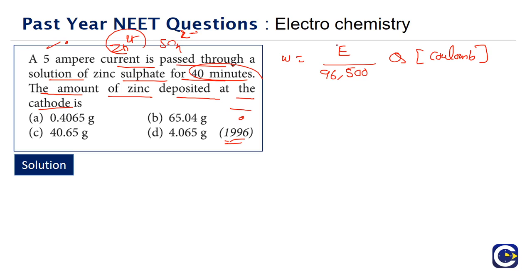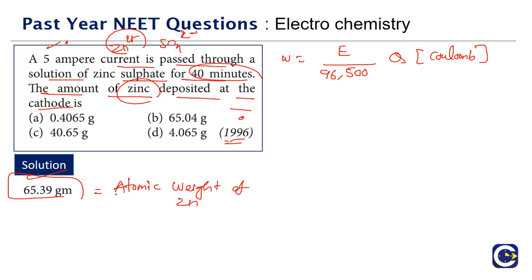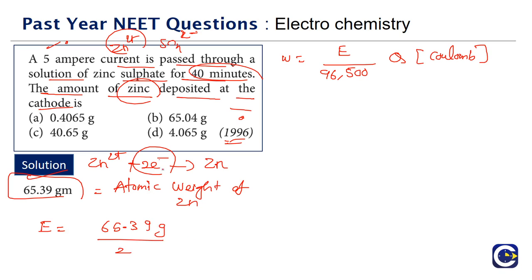So E is what? Equivalent weight of the substance. First we must know the atomic weight of zinc. It is 65.39 grams. So zinc is getting discharged from zinc 2 plus, means zinc 2 plus will take 2 electrons to form zinc. Number of electrons exchanged is 2. So the equivalent weight will be the atomic weight 65.39 grams divided by valency factor 2, because it is exchanging 2 electrons.